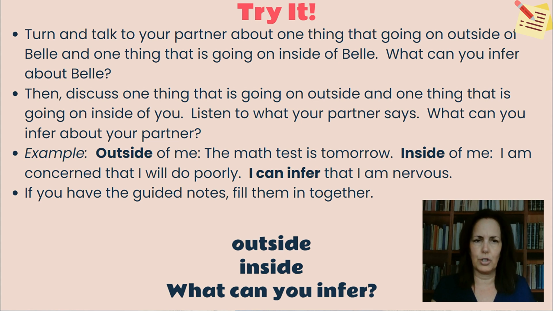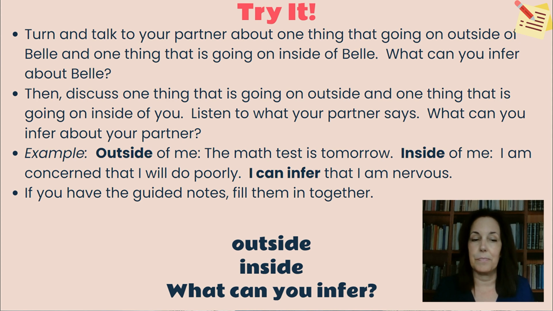So you're going to do a two-part discussion here. First, you're going to turn and talk with your partner about one thing that's going on outside of Belle and one thing going on inside of Belle. And what can you infer about her from that? Then, for the second part, you're going to discuss one thing going on outside and inside of you. Listen to what your partner says. What can you infer about your partner?